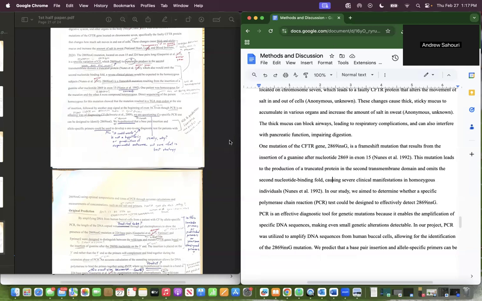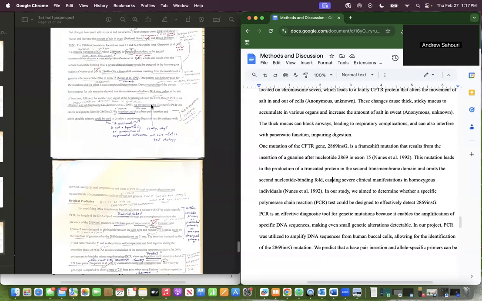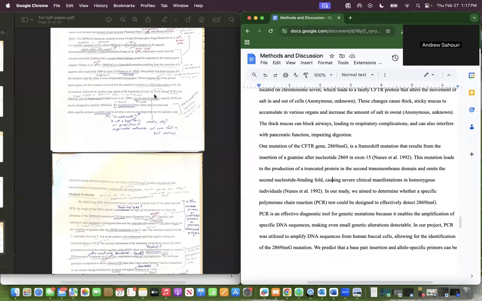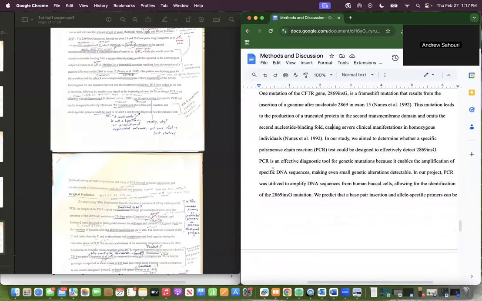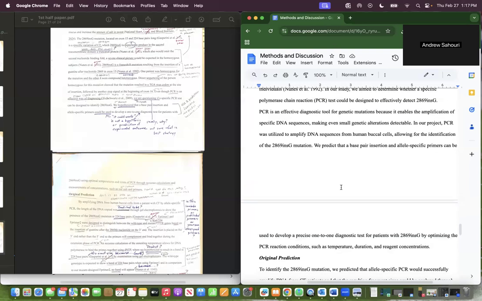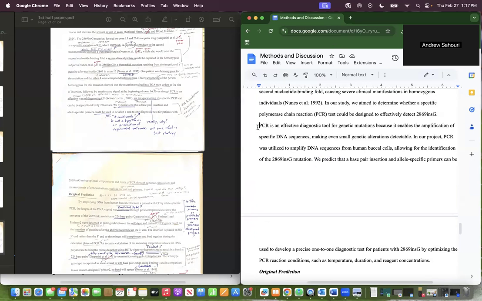And yeah, just trying to see where I fixed it. And then instead of using "we are questioning if," I used a prediction sentence: we predict, because, and right here we predict. Was PCR effective in your project? And I wrote why it is an effective diagnostic tool.